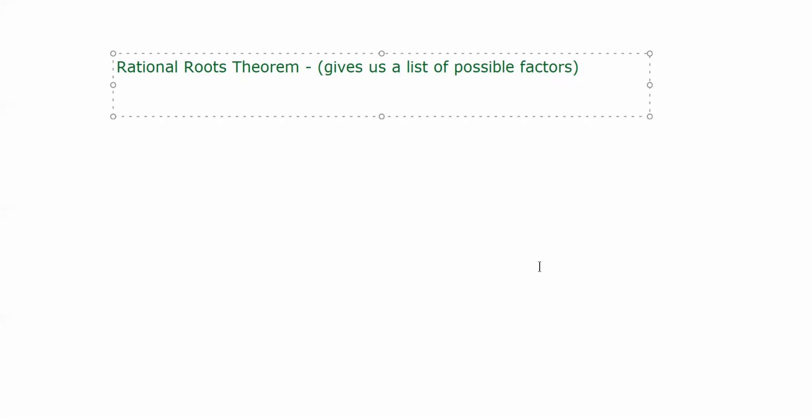That's going to be the goal of it. So I'm going to write out the rational roots theorem. It's going to look really ugly, nasty, and complicated, but then it turns out it's not going to be as bad as it looks.